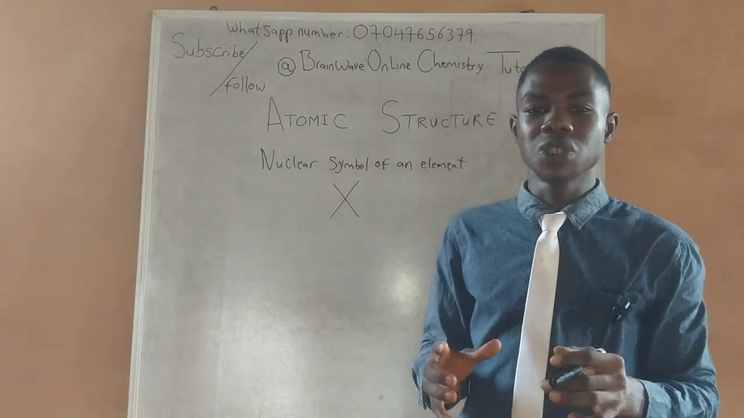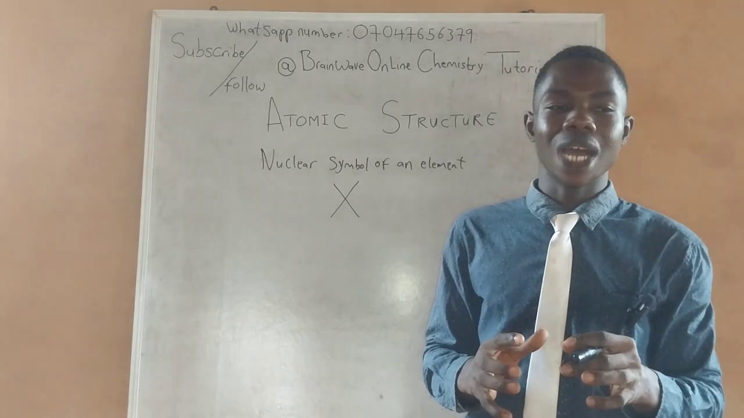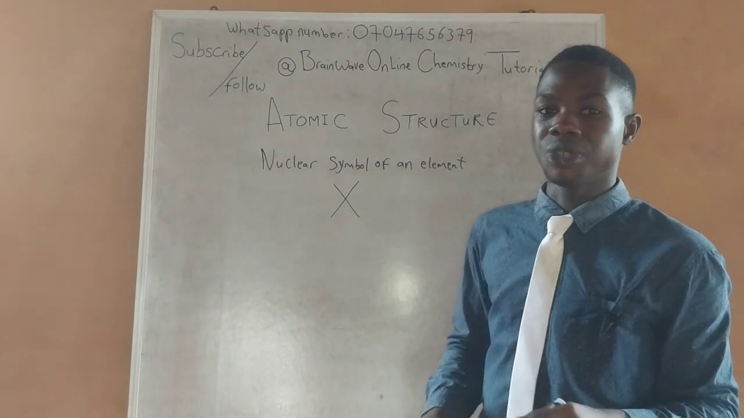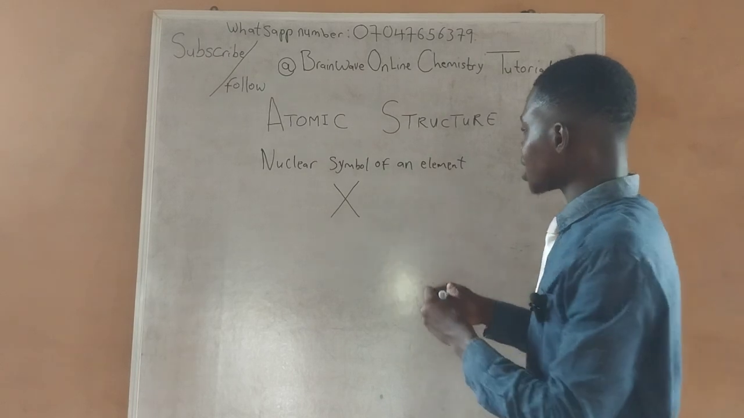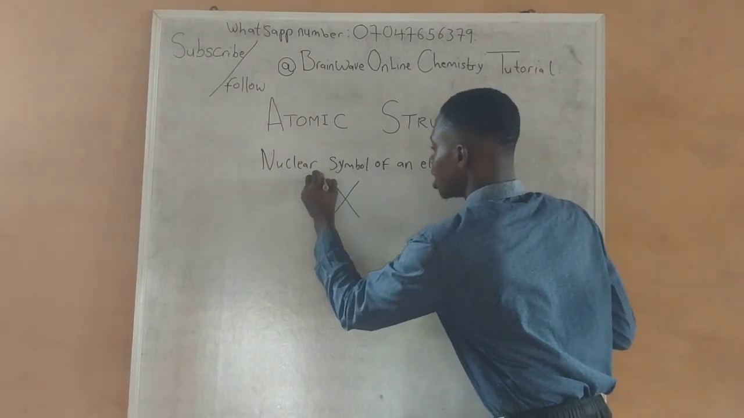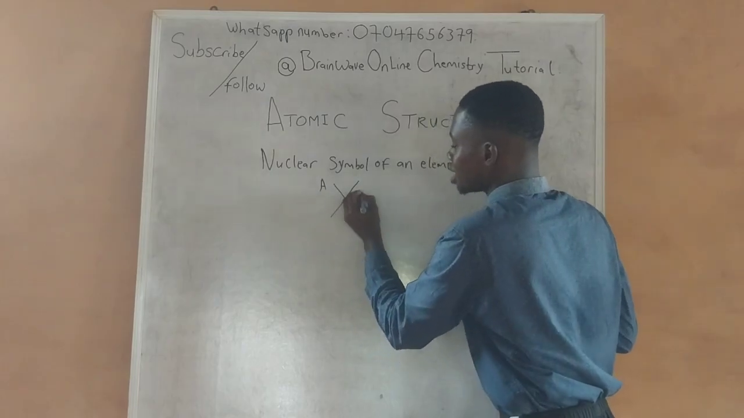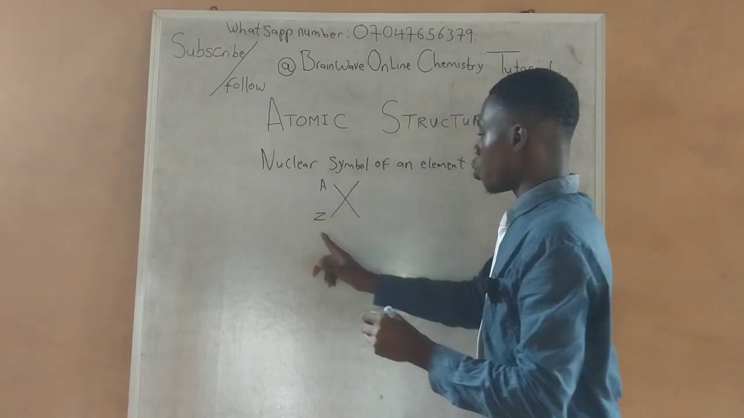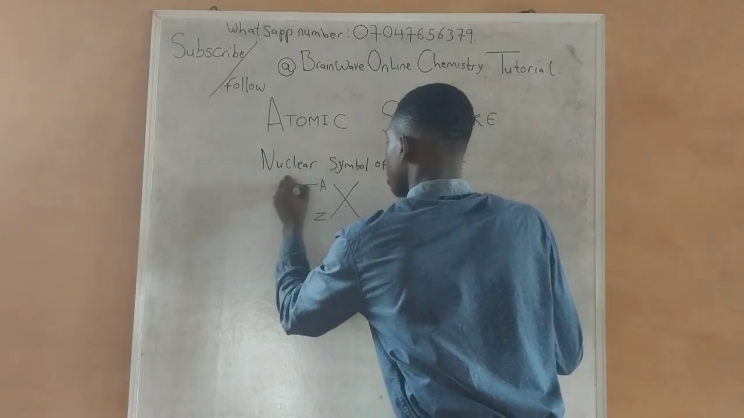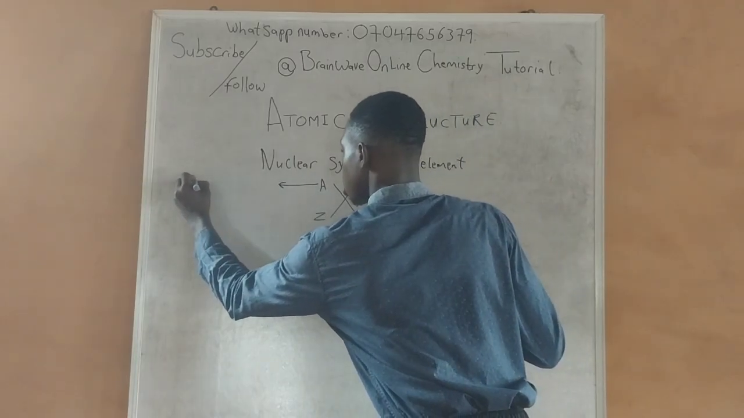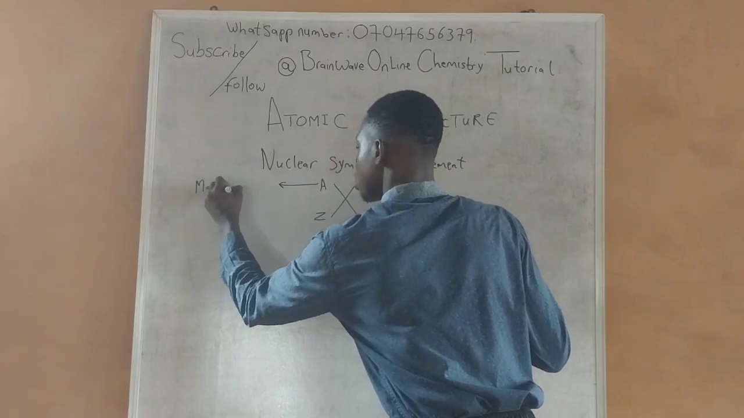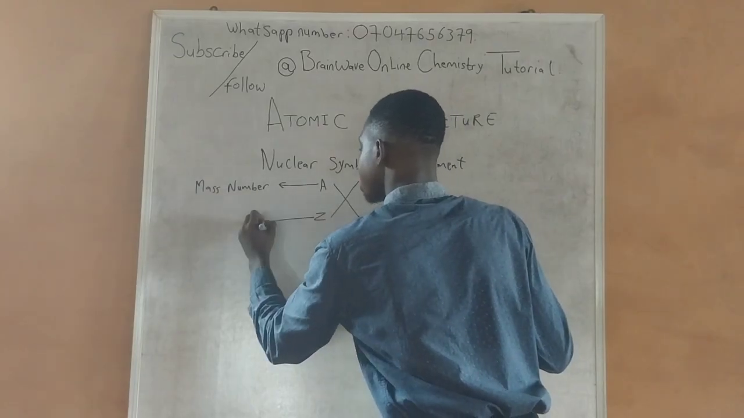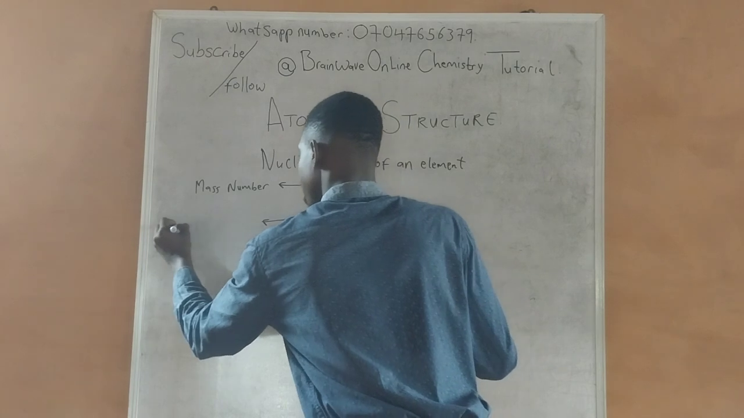Now, this symbol is majorly used in isotopy when you will be asked to calculate relative atomic mass. So that's where this symbol is majorly used. At the top left hand side, we have A here, and A happens to be the mass number, while at the down left hand side, we have Z here, and Z refers to the atomic number. So our A here refers to our mass number, while Z here refers to our atomic number.